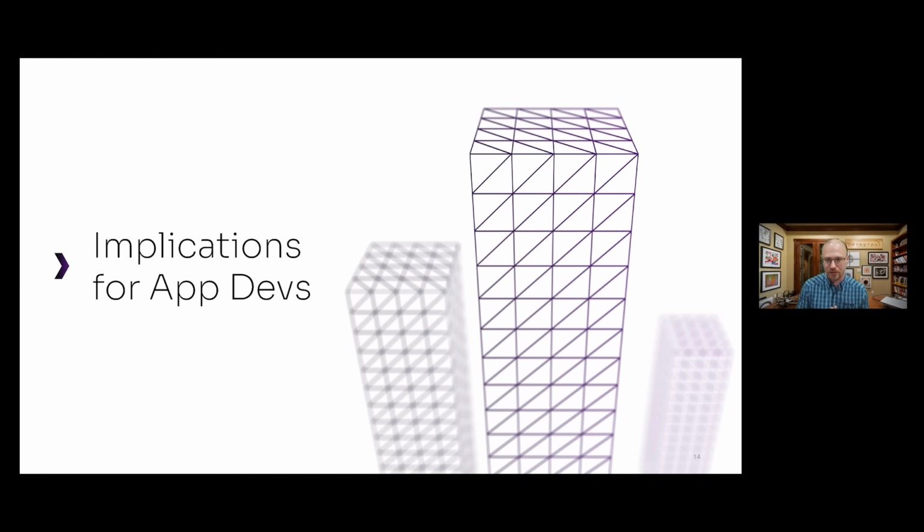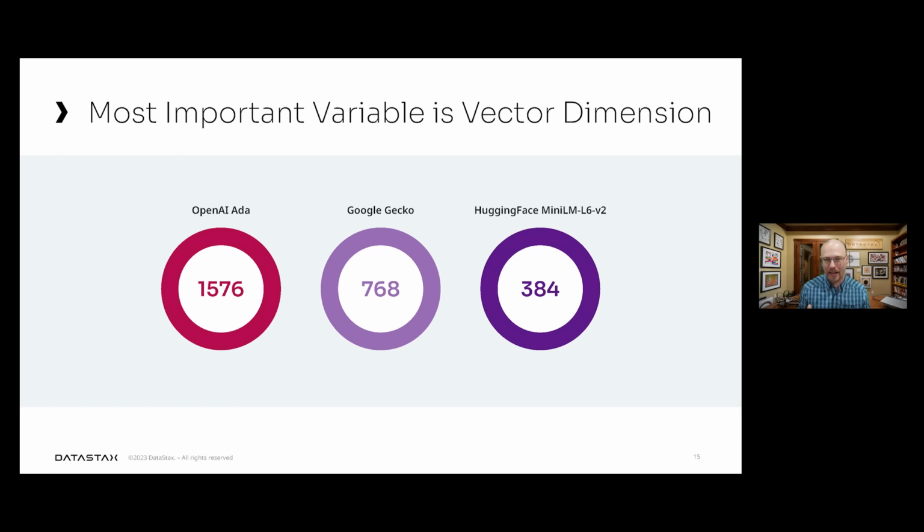So a few implications for building your application. The first is that as far as performance is concerned, the most important variable is how large your vectors are. So I put 3 examples on this page. Probably the most well-known at this point, I guess it's kind of the default for a lot of people now, is OpenAI's Ada embeddings model. And that's going to give you vectors of 1576 dimensionality.